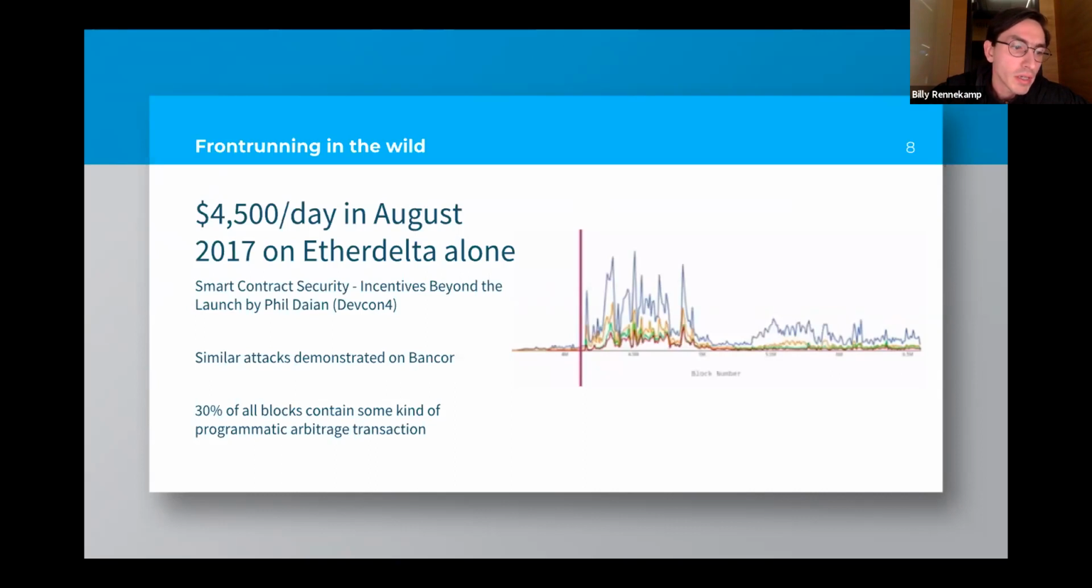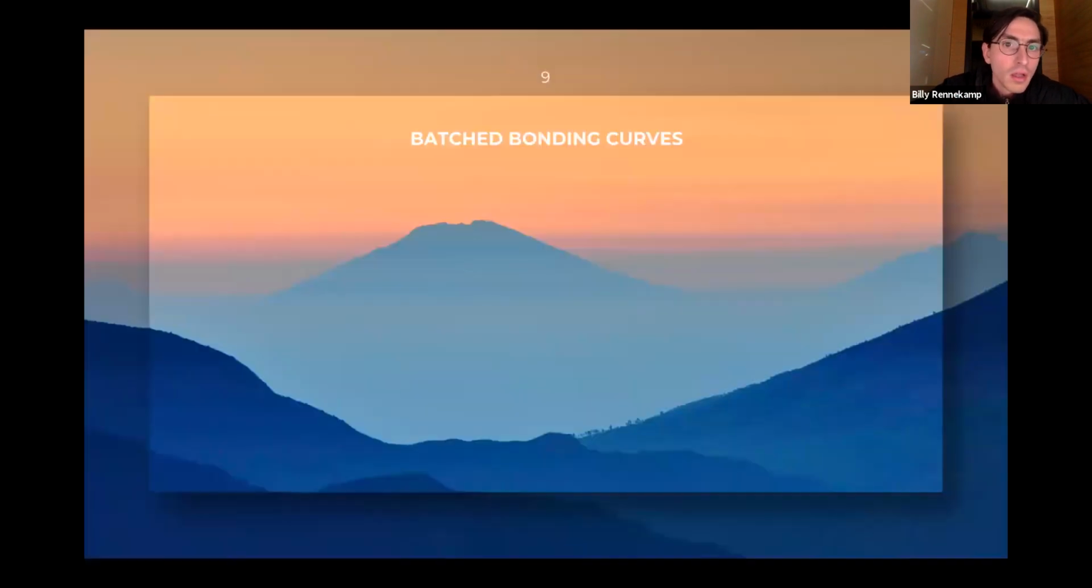Uniswap uses a timeout. They say this transaction will fail unless it's executed within the next, say, 30 seconds, or however long a time period you want, so that a miner wouldn't be able to hold on to your transactions and execute them at a later date when it's more convenient. So these are some mitigations that are out there, but they all have their own problems. So enter batch bonding curves.